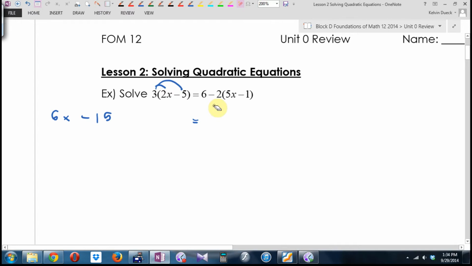Now what? On the right-hand side. Can I go 6 take away 2 is 4? Why not? Okay, I have to do... So you know what? I'm going to drop the 6 down like a domino. And it's negative 2 times 5x is negative 10x. And then negative 2 times negative 1 is positive 2. And by saying in my head positive 2, it reminds me to put a plus sign there.